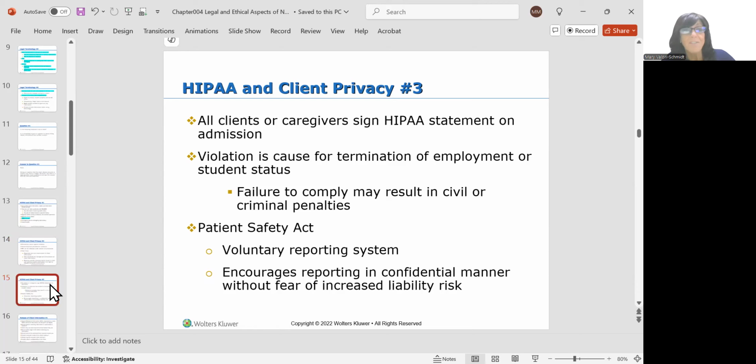When a client comes into a facility, them or the caregiver would have to sign a HIPAA statement saying, listen, this is my personal information. You can only give it to, and they can name who they agree to have their information released to.